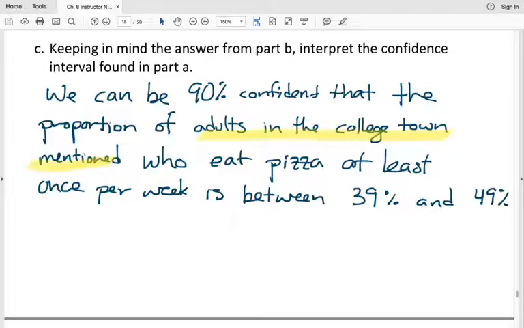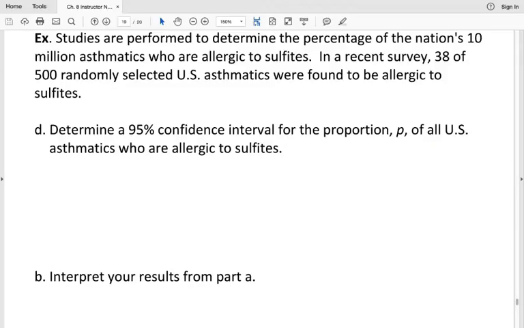We don't want to extrapolate this to all college towns, or certainly to all adults in the United States. We can only really extend our findings to the college town that was surveyed. And so I'm just trying to be careful here with what I've highlighted to mention that those are the people that our results are being applied to.